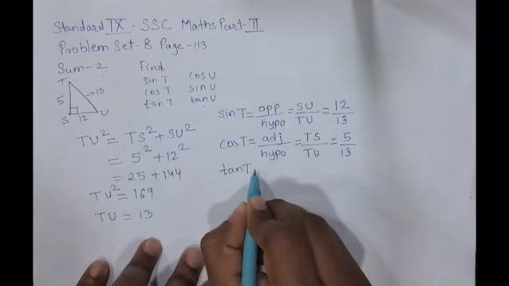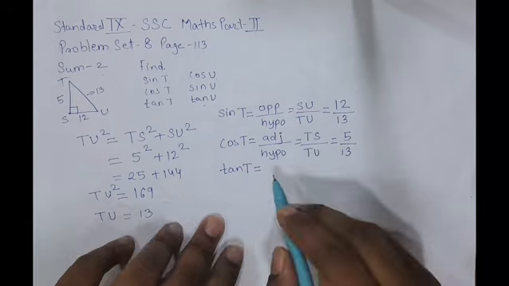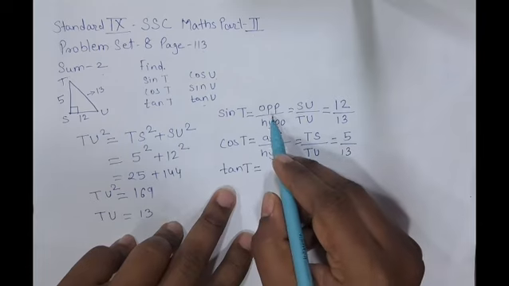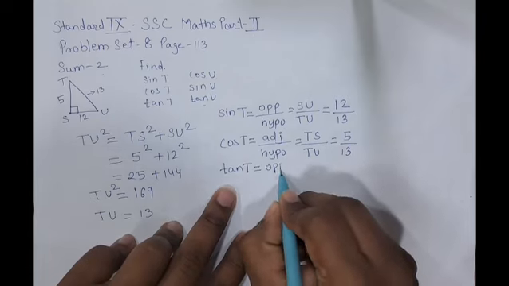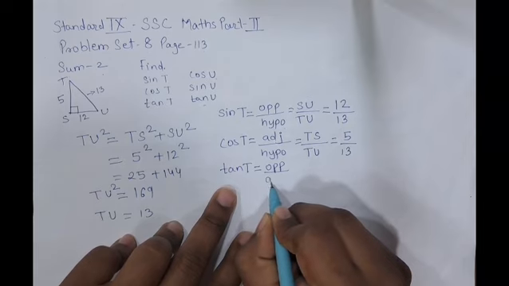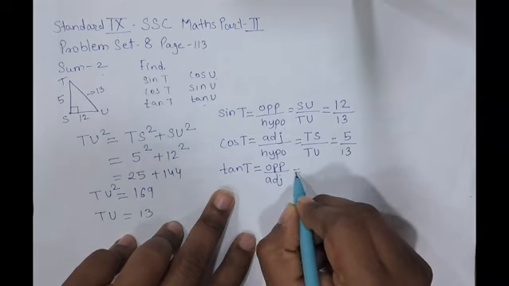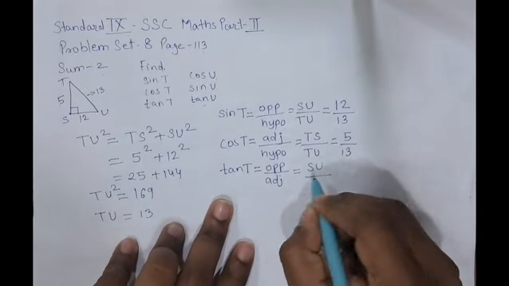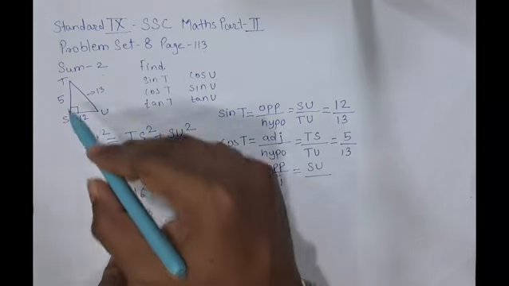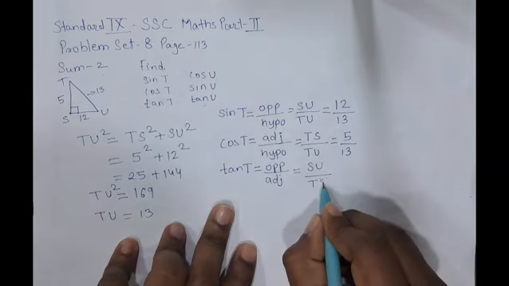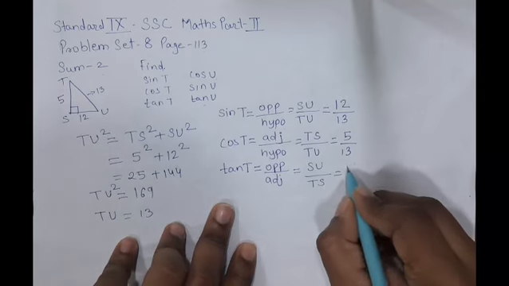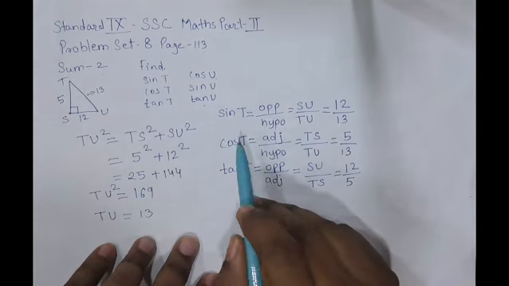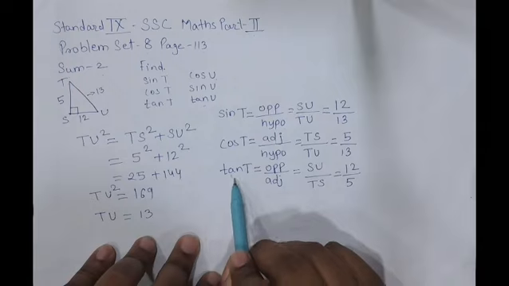Last we have is tan t. If you remember, tan by definition is the ratio opposite upon adjacent. The opposite side with respect to t is SU and the adjacent side with respect to t is PS, which is SU is 12 and PS is 5. So tan t is 12 upon 5. We have found the values for sin t, cos t and tan t.